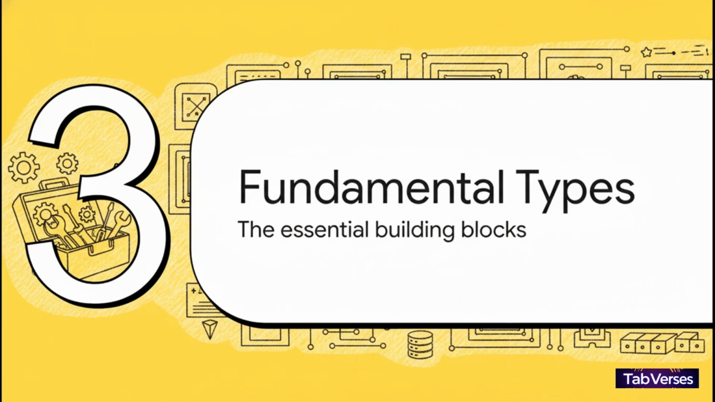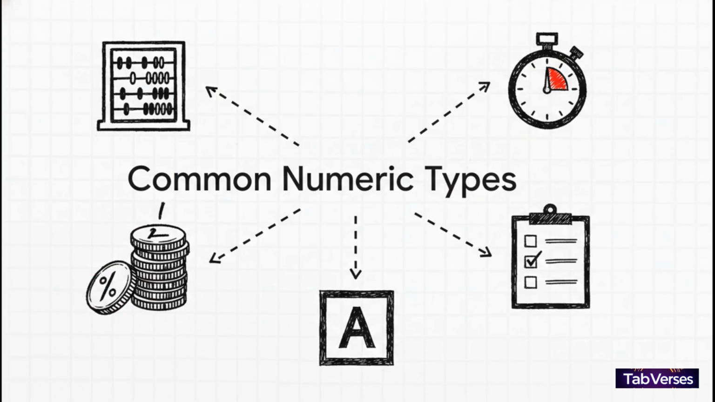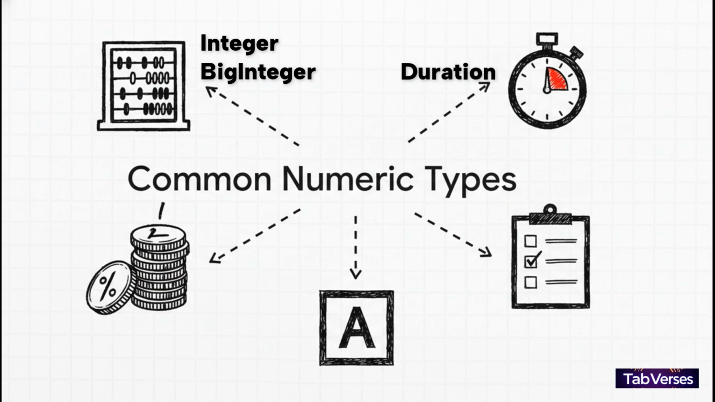All right, let's open up that toolbox and get our hands on the fundamental types. These are the tools you're going to be reaching for every single day on your AL development journey. So, numeric types. These are the absolute workhorses of your business logic. You've got your standard integer for whole numbers and big integer for when you're dealing with truly massive numbers. Duration is super specialized just for calculating periods of time.